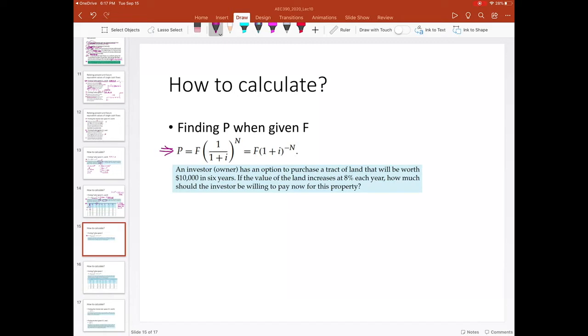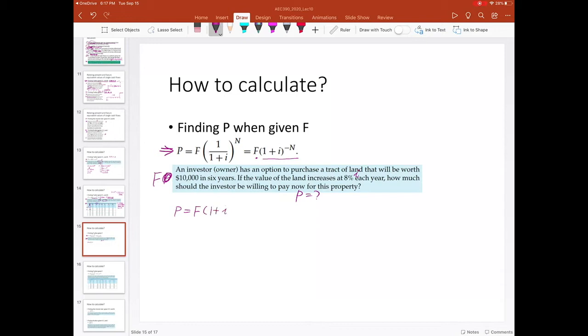So the equation tells you the present value. If you want to find the present value of a given F, I, and N, you want to have the F times this term, okay? So now the question is, an investor has an option to purchase a tract of land that will be worth 10,000. So that's your future value, because it's in 6 years. If the value of the land increases at 8%, that's your I, each year, how much should the investor be willing to pay now? So that's the present value, unknown. So yes, you want to use this equation.